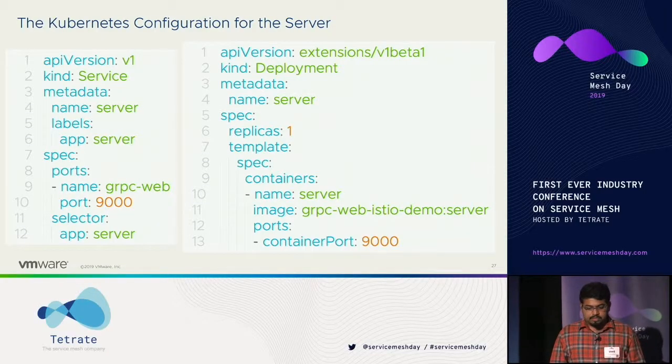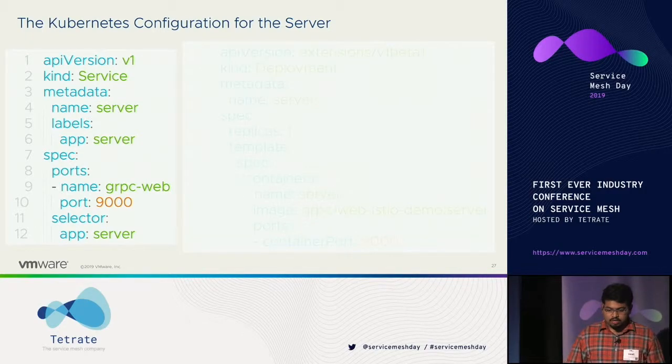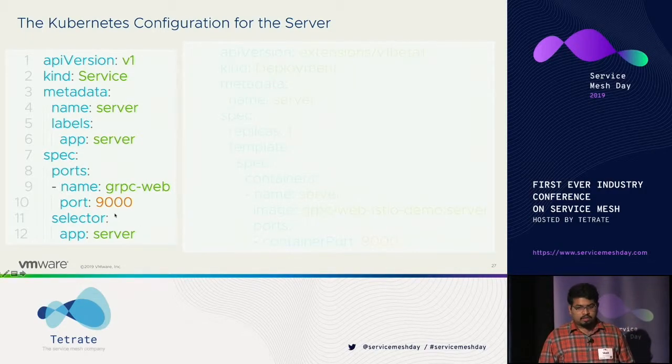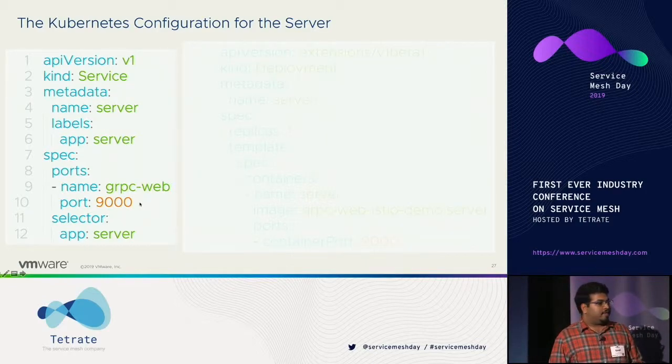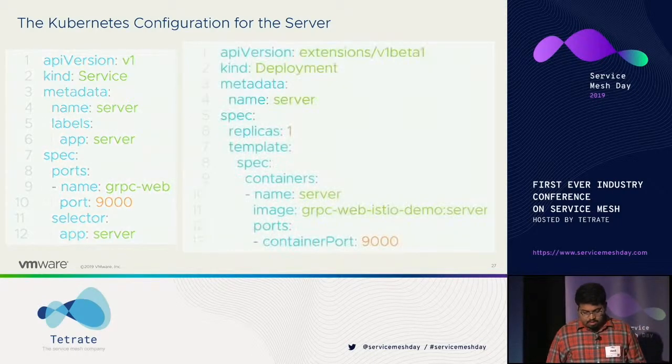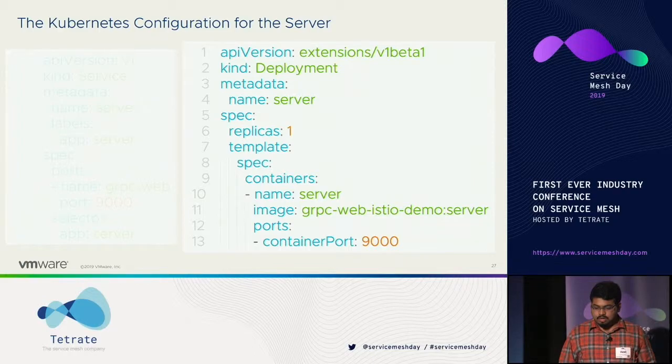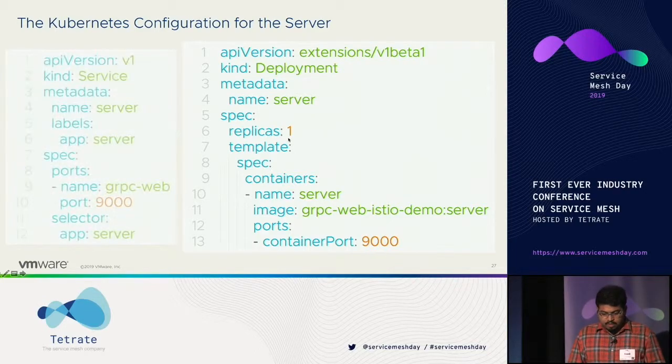To deploy this on Kubernetes, I have some configuration here. The configuration here is for the server instance, and here we expose port 9000, and I have given it a special name, that is grpc-web. So when Istio notices this name, it's going to enable the gRPC-Web filter on the Envoy in front of the service. And for the deployment, I have this image that I built with the server, expose port 9000, and create a single replica for it.